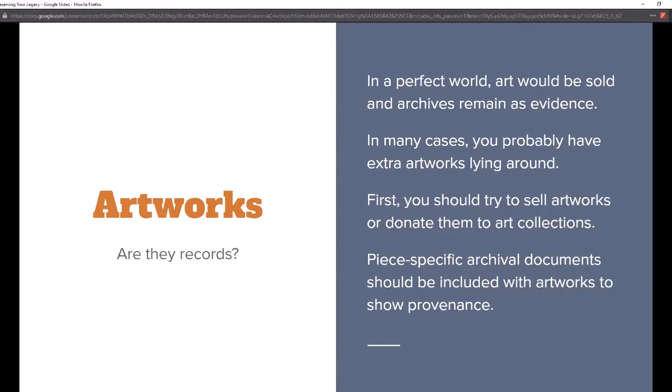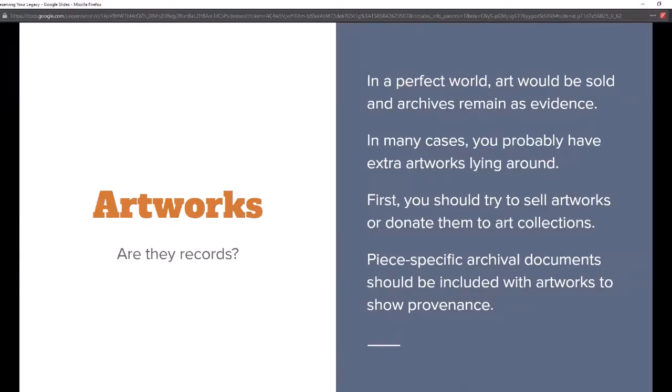There's a good chance that you have some extra art pieces lying around, things that you exhibited in a group show and came back home with you or something like that. First and foremost, you should always try to sell and donate them. That's really important. There's no reason for you to be not selling art.